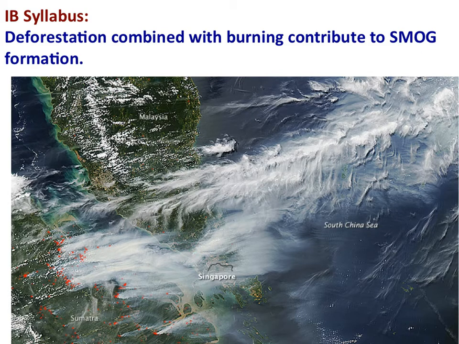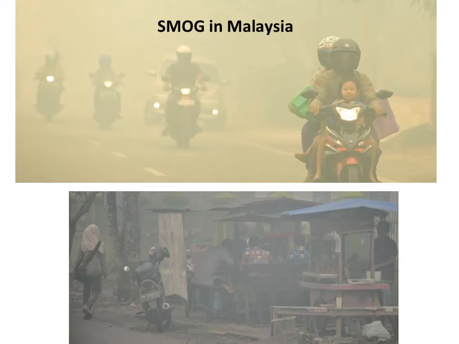Here are images of smog in Kuala Lumpur, Malaysia in 2013, when burning forests on Sumatra, Indonesia, resulted in primary pollutants that reached Kuala Lumpur by the wind. Once the pollutants reached Kuala Lumpur, high levels of light transformed the pollutants into secondary pollutants, smog.